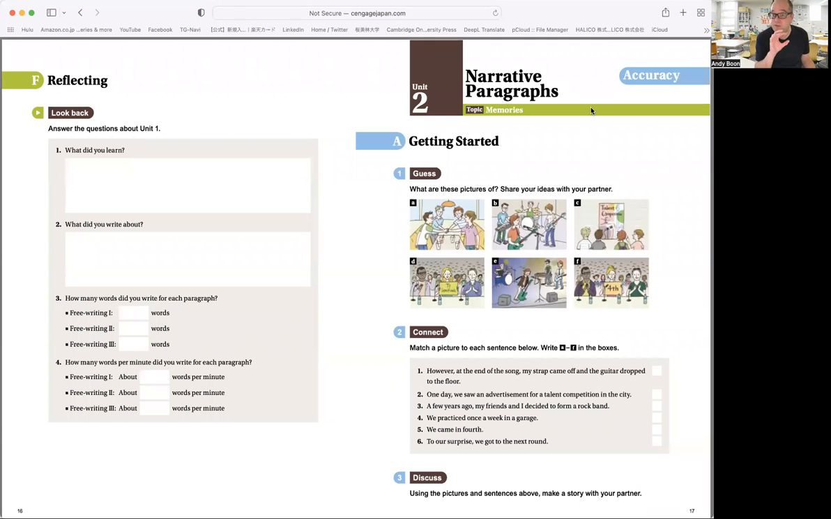I'm sorry, this is where my free sample PDF ends that I got from the Cengage website. So now I'm going to be using the book to explain the rest of it.